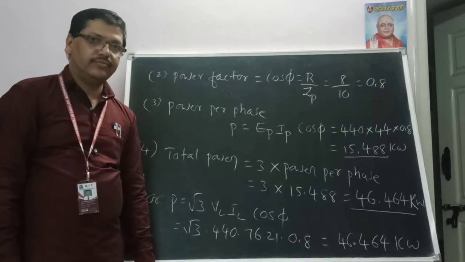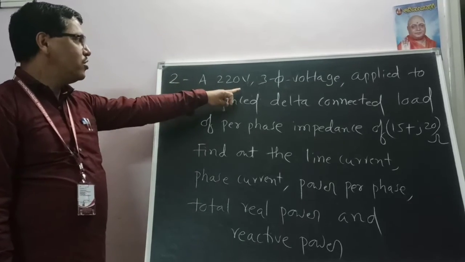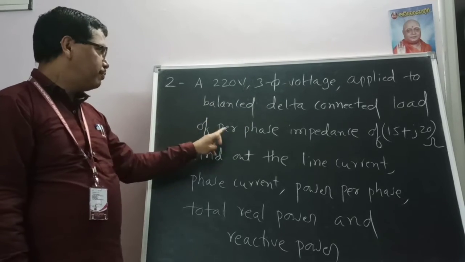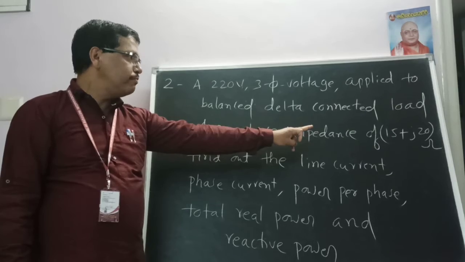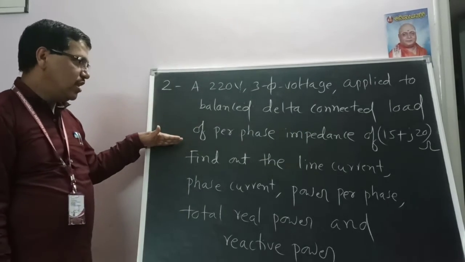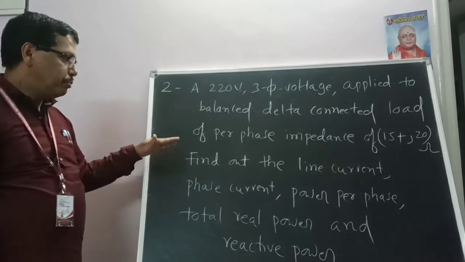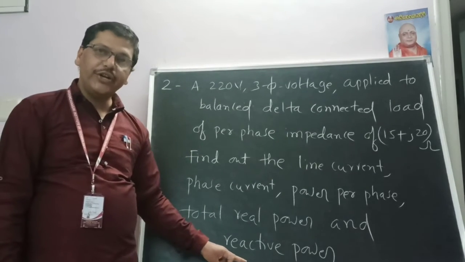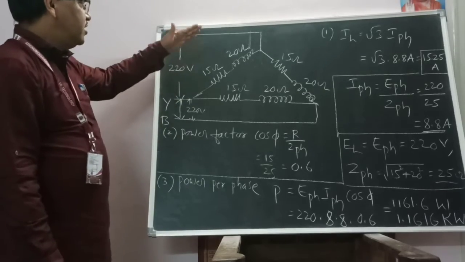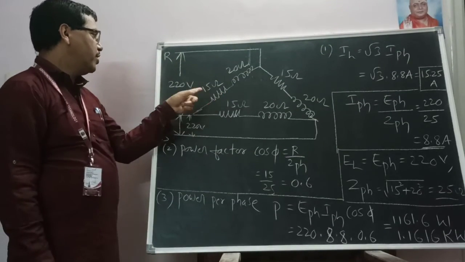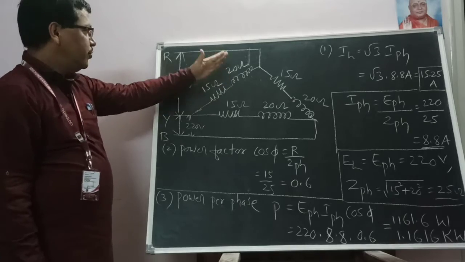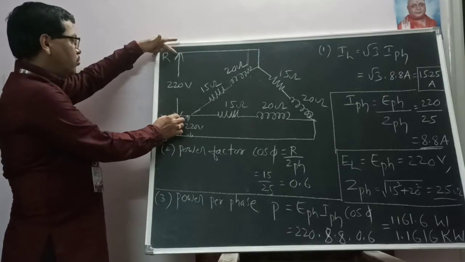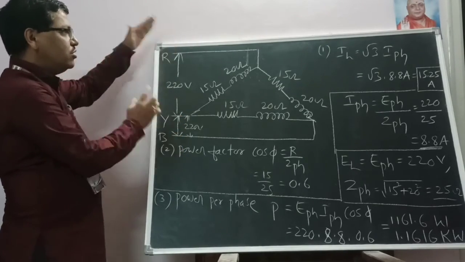46.464 kilowatts. Second problem: a 220 volts 3-phase voltage is applied to a balanced delta connected load of per phase impedance of 15 plus j20 ohms. Find out the line current, phase current, power per phase, total real power, and finally the reactive power. So this is the delta connection. Here the impedance is given, 15 ohms and 20 ohms in one phase. So one more phase and one more phase. The line voltage is given here as 220 volts, here also 220 volts, and the remaining also 220 volts.